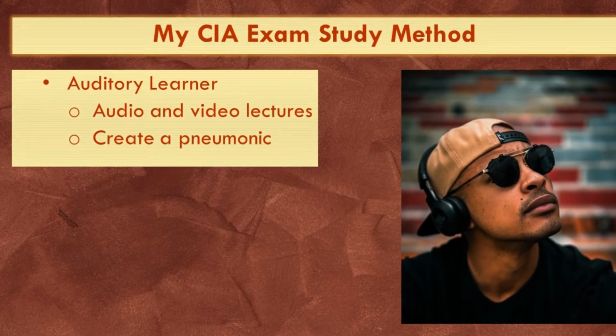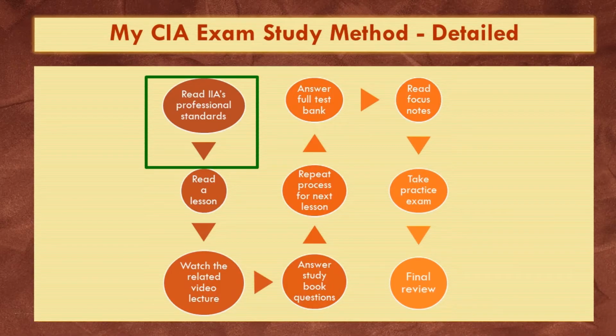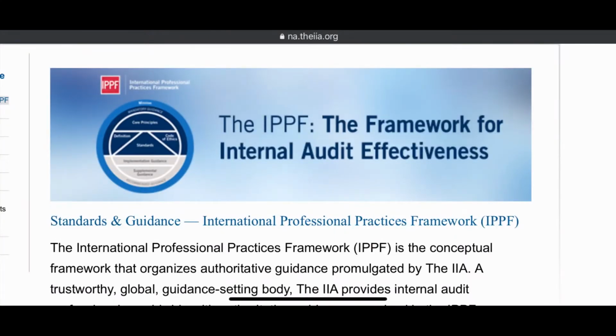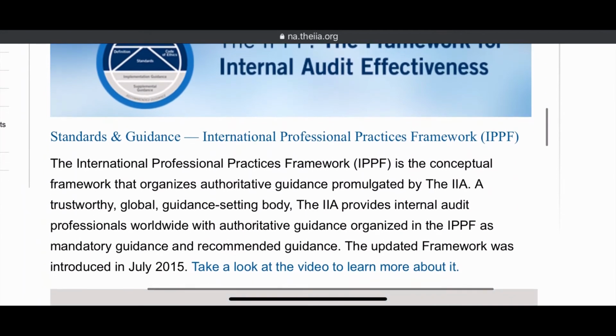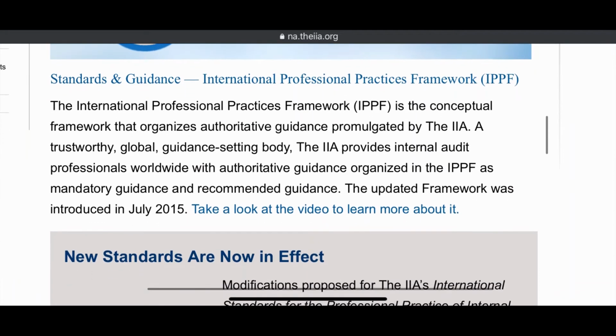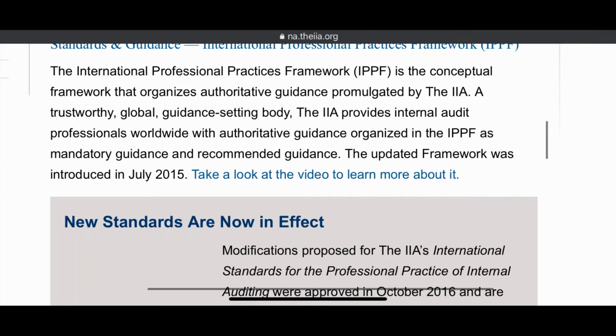I want to be as detailed as possible to help you all actually understand my study method. So my first step was to read the IIA's professional standards, as I understood that all of the questions really align with the IIA professional standards, and I had to have a great, proficient knowledge of those in order to expect to pass the exam.